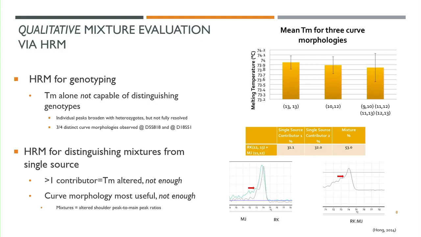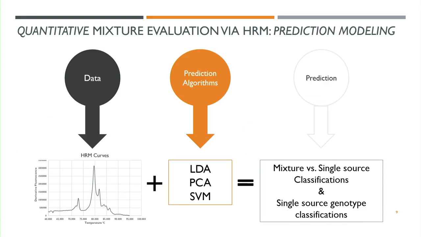And we knew that to get a handle on that, we were going to have to use a method that was a little bit more quantitative than just looking at these curves. It wasn't enough for us to distinguish between mixtures and single source just by looking at the resulting curves. So we went over to the Department of Statistical Sciences and Operations Research and we said, hey, help, we're not sure what to do.